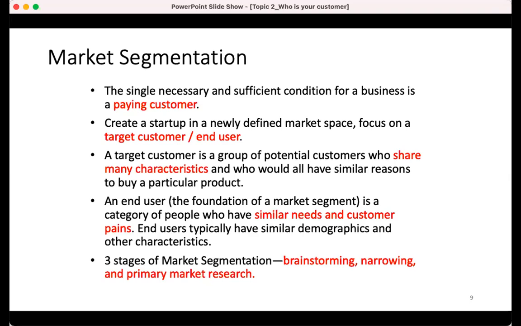You just come out with the product and that's all. But for you to create a business, you must have at least one sale, right? You make at least one sale, which is one paying customer.